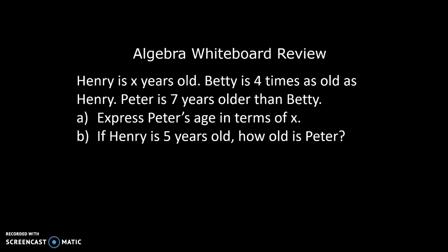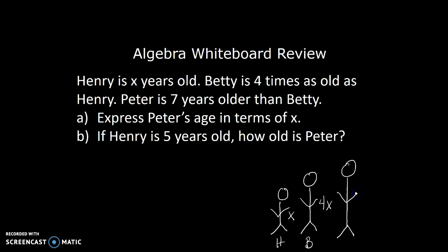So let's start drawing some pictures. We've got Henry, and he is X years old, right? And then we have Betty. She's a little bit older because it says that Betty, let's label these guys, Henry, Betty. Betty is 4 times as old as Henry. So if she's 4 times as old as Henry, she is 4X. Peter is 7 years older than Betty. So if Betty is 4X, Peter is going to be 4X plus 7.